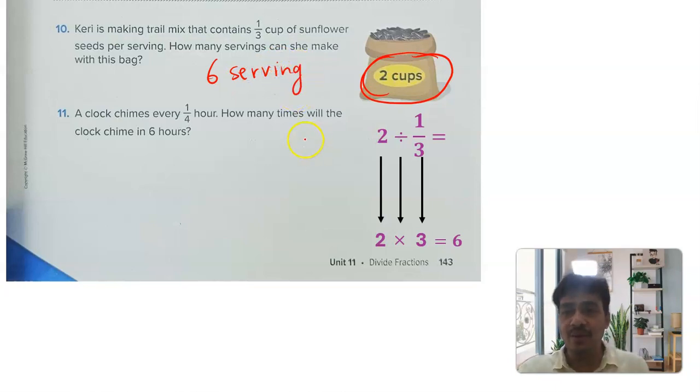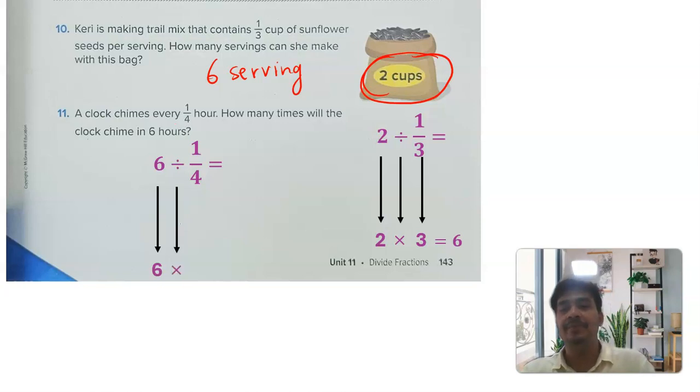Okay. And then the last question. A clock chimes every 1/4 hour. How many times will it chime in 6 hours? So 6 divided by 1/4. Keep, change, flip. 6 times 4, 24.